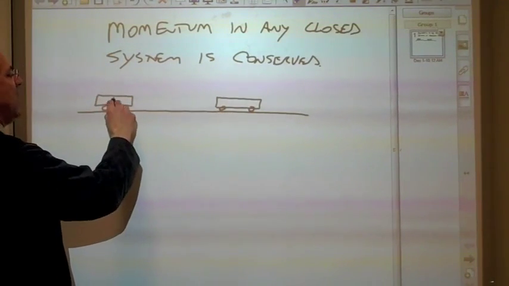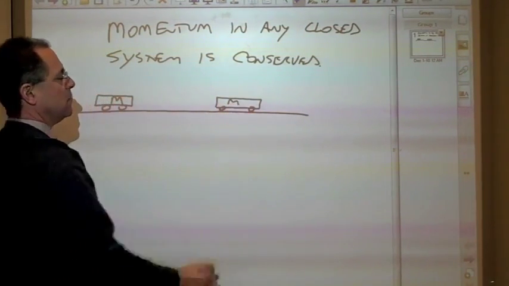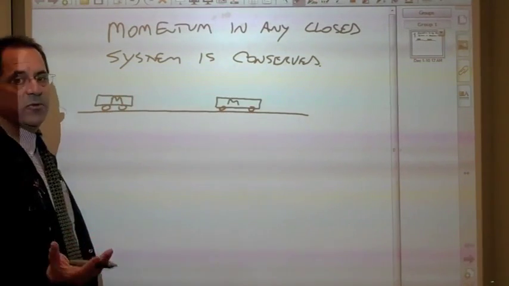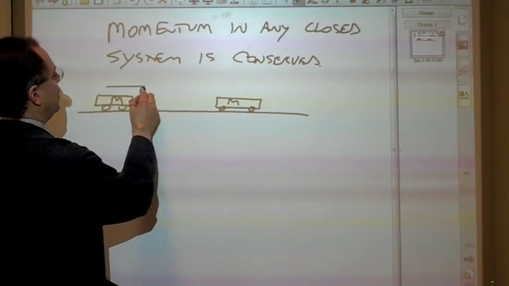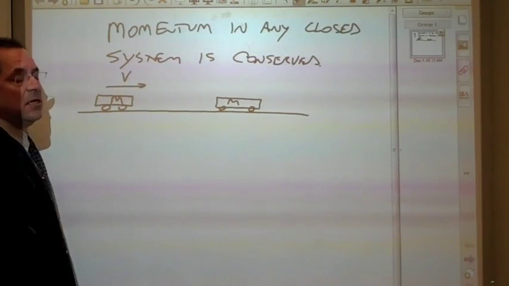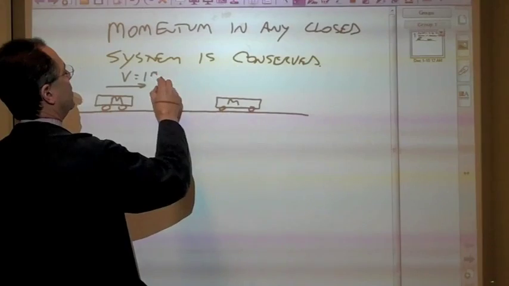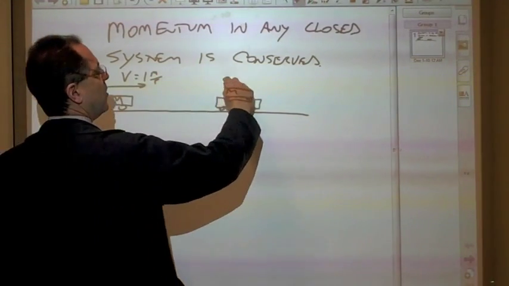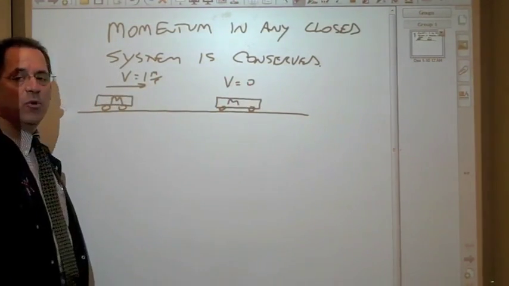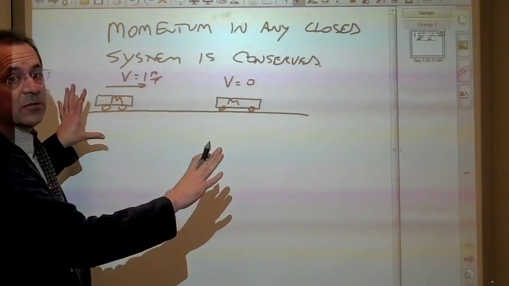Of the same mass. We'll call them M1 and M2, but they're both the same. This one has a velocity, say equal to 1 meter per second. This velocity is equal to 0. It's not moving. This is the total momentum of the system.